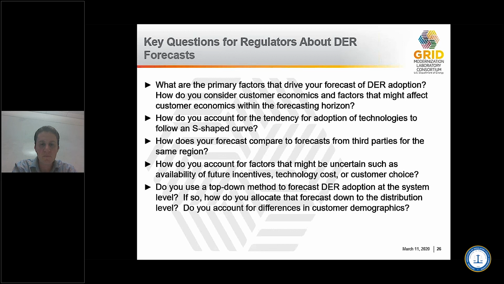And then finally, account for uncertainty in the forecast. As I said, it's impossible to perfectly forecast how consumers make decisions. We're not modeling electrons flowing on the distribution line here. We're trying to model how people make decisions, how behavior impacts adoption, and so we need to be humble about the role of uncertainty in the future forecast.